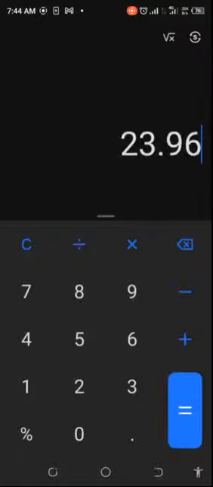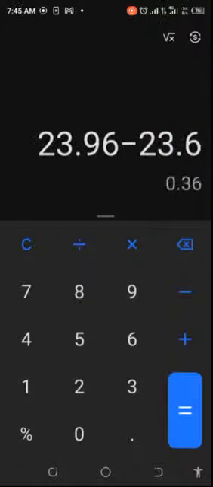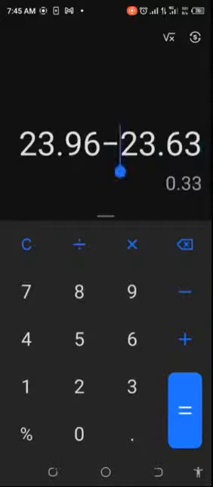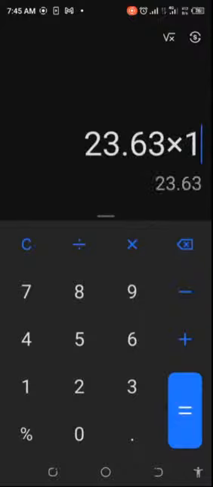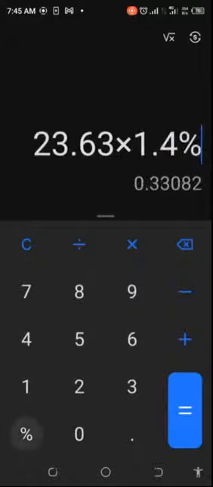What do we get? Let's just multiply this. Okay, no, that's 23.96 minus 23.63. We're going to use 23.63 for this calculation, because that's what actually came in. So if we multiply that by 1.3, okay, let me use 1.4. Good. So that means that this trade, if we assume all our funds were in KuCoin and we didn't have to transfer or do any of those kinds of things, would actually be a 1.4% profit margin trade.